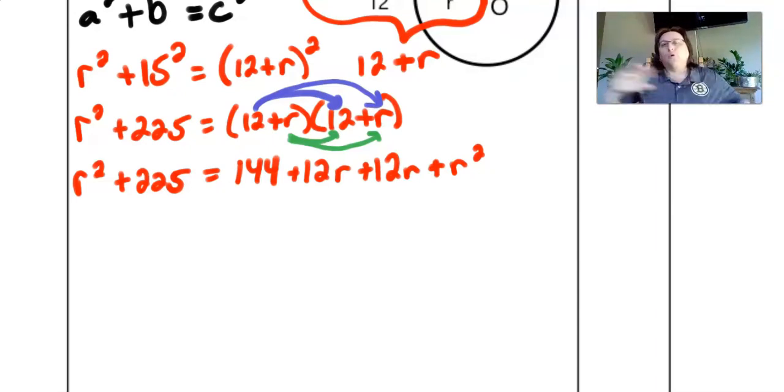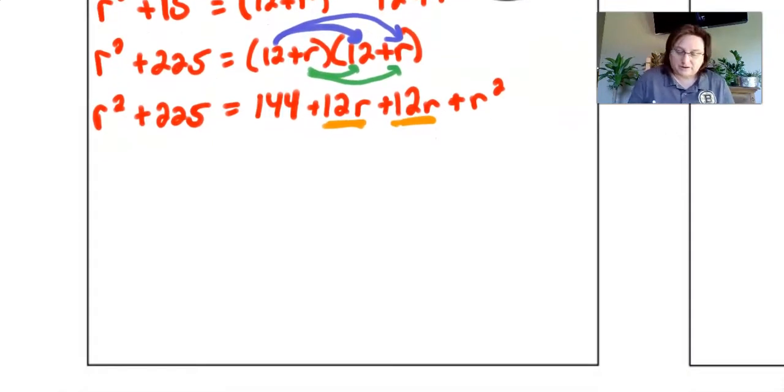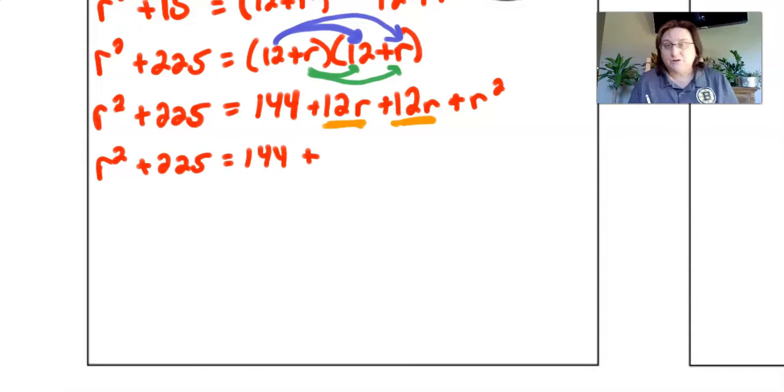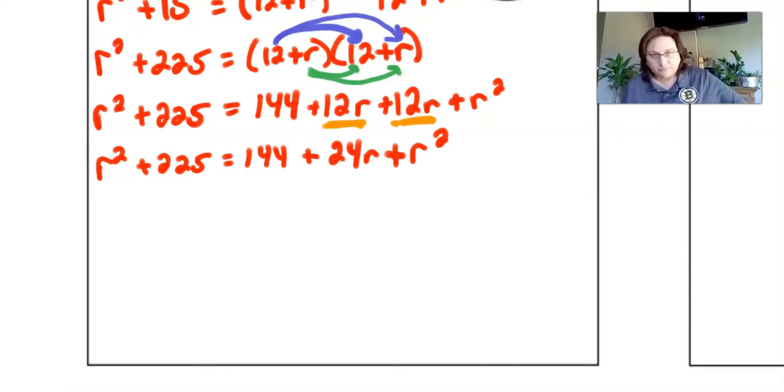Now, before you can add or subtract, remember, guys, you have to combine like terms. So I have a like term right here and right here, don't I? Now I'm writing out all the steps to show you guys. So r squared plus 225 equals 144 plus 12r plus 12r is 24r plus r squared. Okay, we've combined the r's.